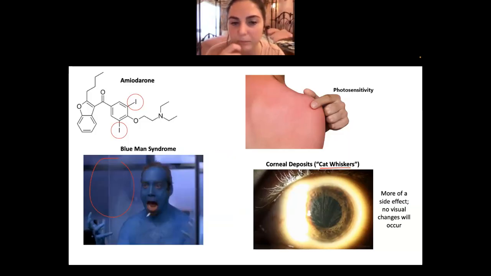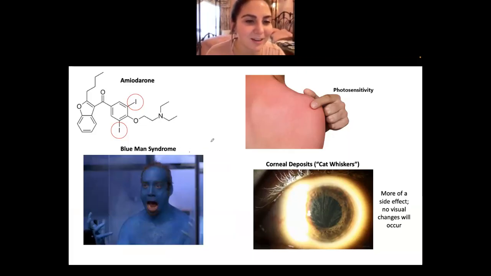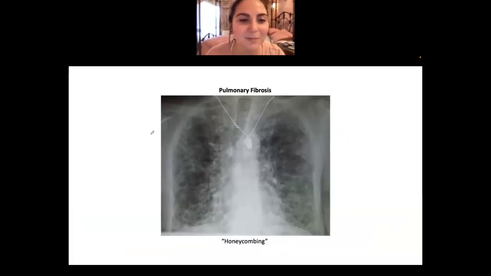Okay. With blue man syndrome, I always remember this guy from My Big Fat, no, what is it? Big Fat Liar? I don't know. Frankie Muniz, remember him? So you can think of him. He's on amiodarone. That's why he turned blue.